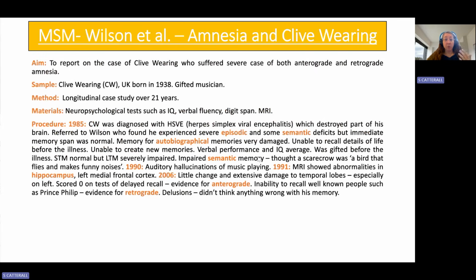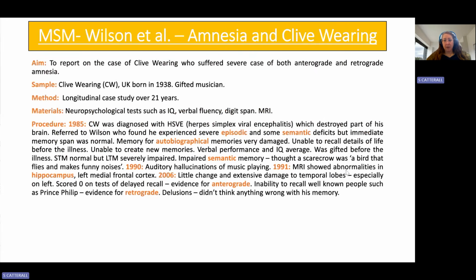Now, his verbal performance was fine, so he was very good verbally, and his IQ was average. However, he was quite gifted before, so his IQ had actually declined, perhaps because of his memory issues. So maybe memory is implicated in IQ. And there's an example of his semantic memory not being very good. For example, he thought a scarecrow was a bird that flies and makes funny noises, so he couldn't remember what objects were, and he just made them up.